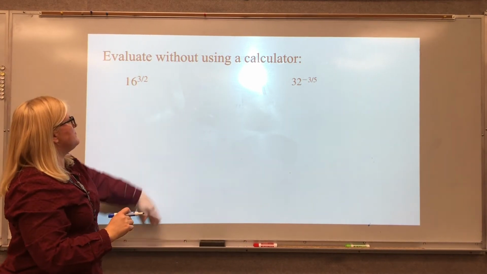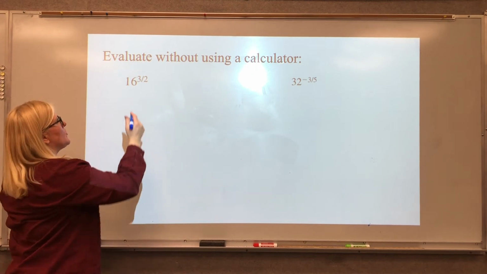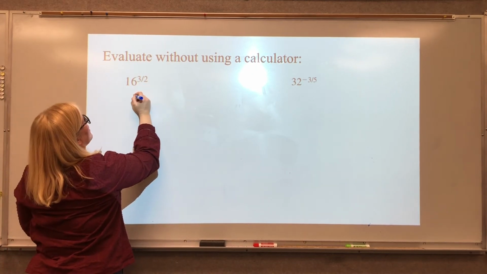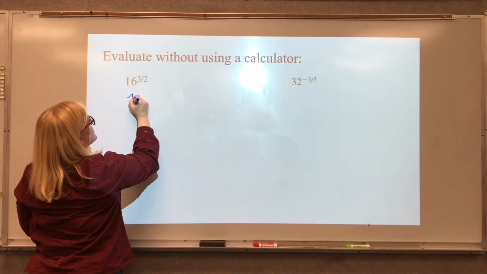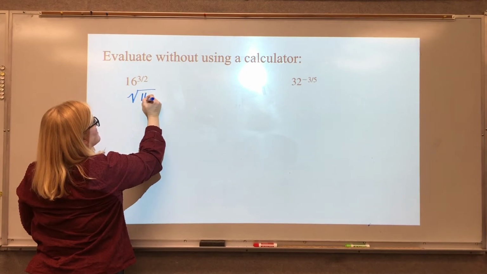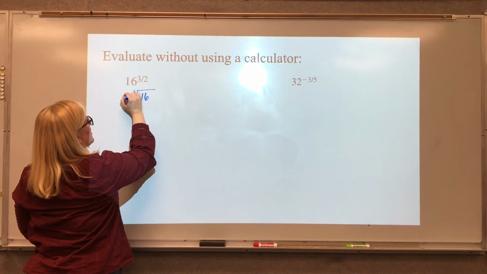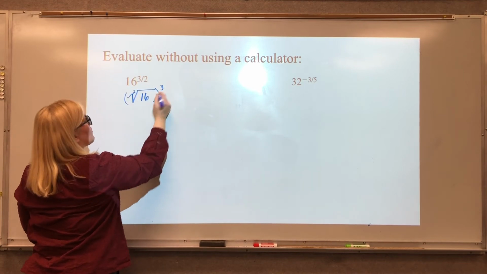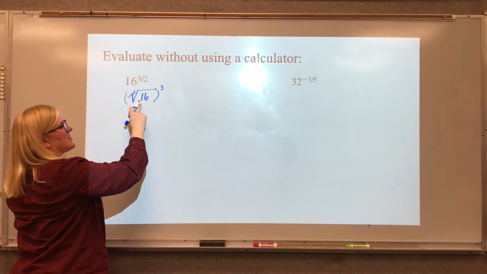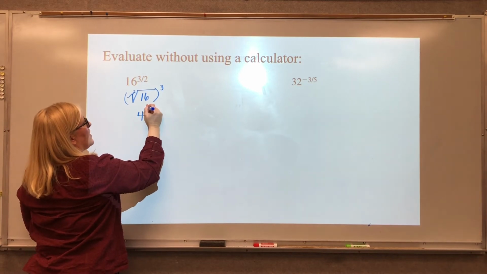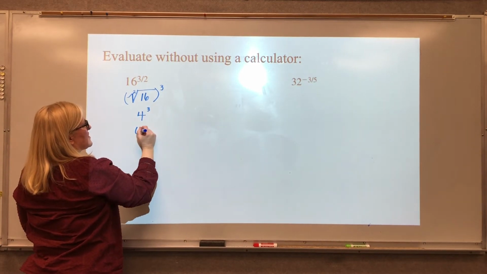All right, so we need to remember what we've got going on here. If we write this in radical form, we're going to have a 2 here, and we're going to have a 3 here. Well, what is the square root of 16? It is 4, and 4 cubed is 64.